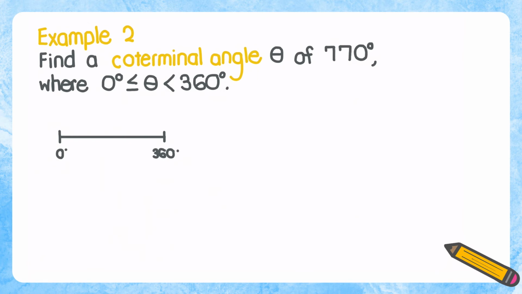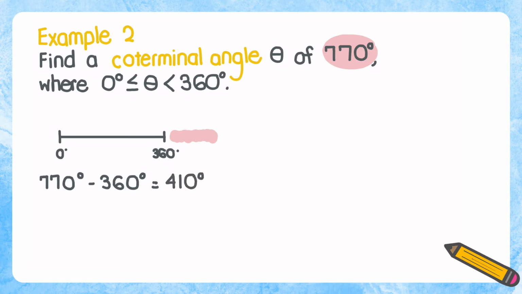All right, let's look at example 2. We're going to find a coterminal angle of 770 degrees. Again, we want our angle theta to be between 0 and 360 degrees. Notice how 770 degrees is a lot larger than 360 degrees. So what we're going to do is start off with 770 degrees, but take away a full circle. So taking away a full 360 degrees. And then 770 minus 360 is 410 degrees.